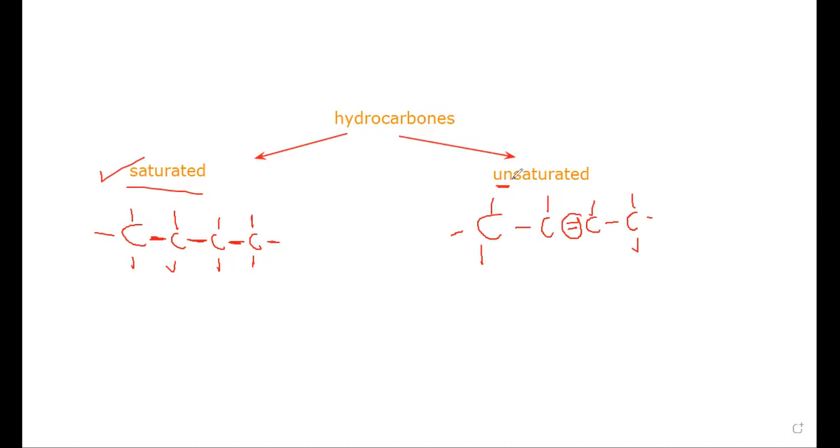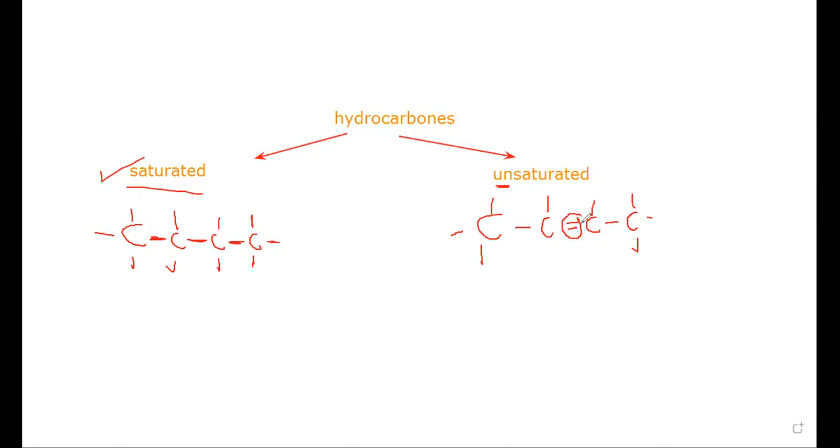So what is not completely filled or doesn't have the maximum capacity? Because here it lacks 2 hydrogens, as you could observe if we compare these 2 compounds together. The second and the third carbon each carry 2 hydrogens, but in that case, they each carry only 1 hydrogen. So that's why you say unsaturated, because it doesn't have the full capacity of hydrogen.